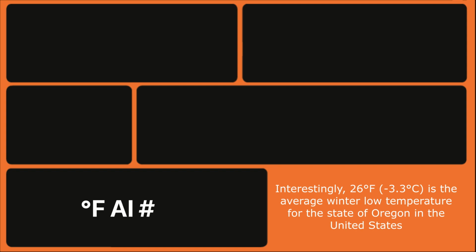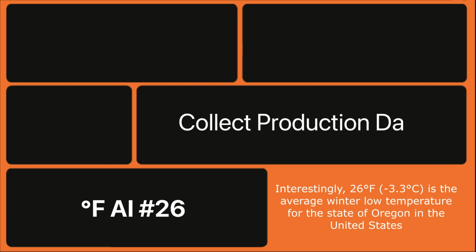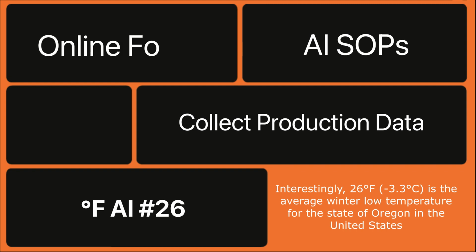Hello, and welcome to Fahrenheit AI, episode 26. Today, we're going to take a step back and look at how to collect production data. We're going to check out using AI to create SOPs, using online forms, and IIoT.